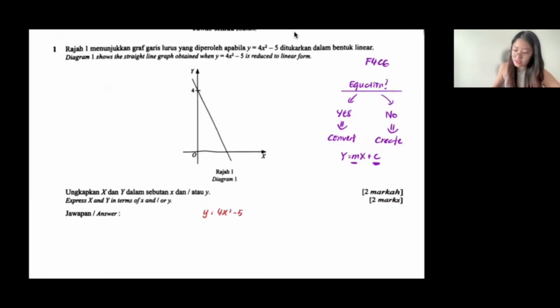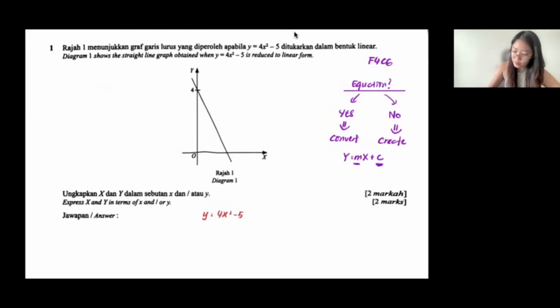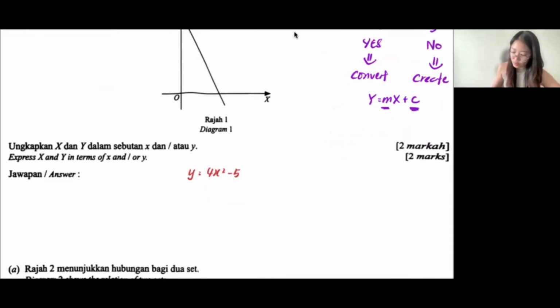Now let's look at this question. So y equals 4x squared minus 5. This is what is provided in the question. From the diagram, what we know is our y-intercept is 4. Which means you have to make 4 alone because that's c, right? So you have to make it alone. Over here, you will have to divide the whole equation by x squared. So here, y over x squared equals 4x squared over x squared minus 5 over x squared.